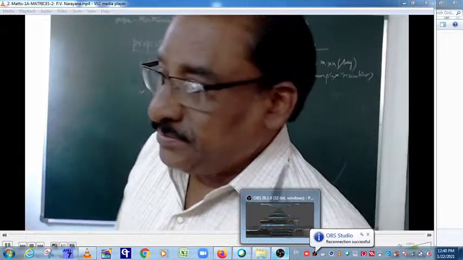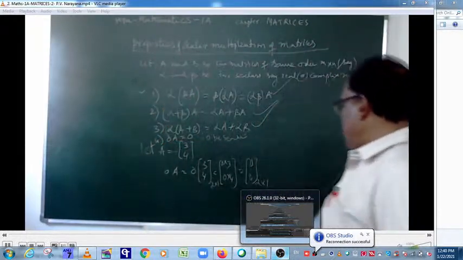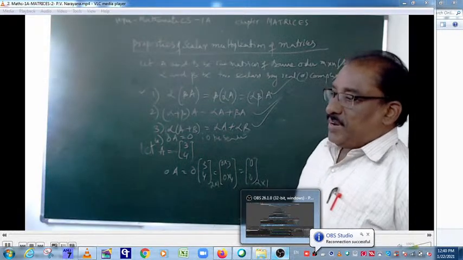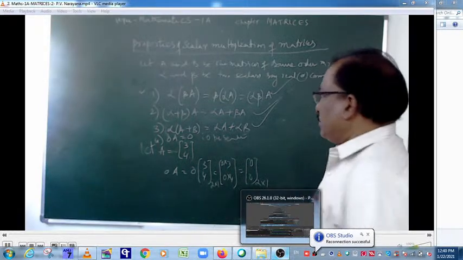And also take the 0 matrix. The 0 matrix times a scalar is also the 0 matrix.